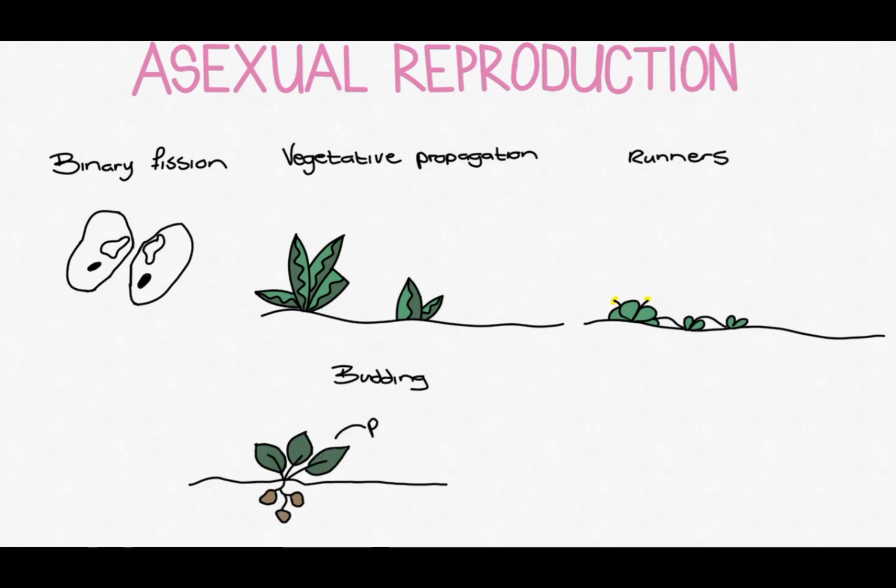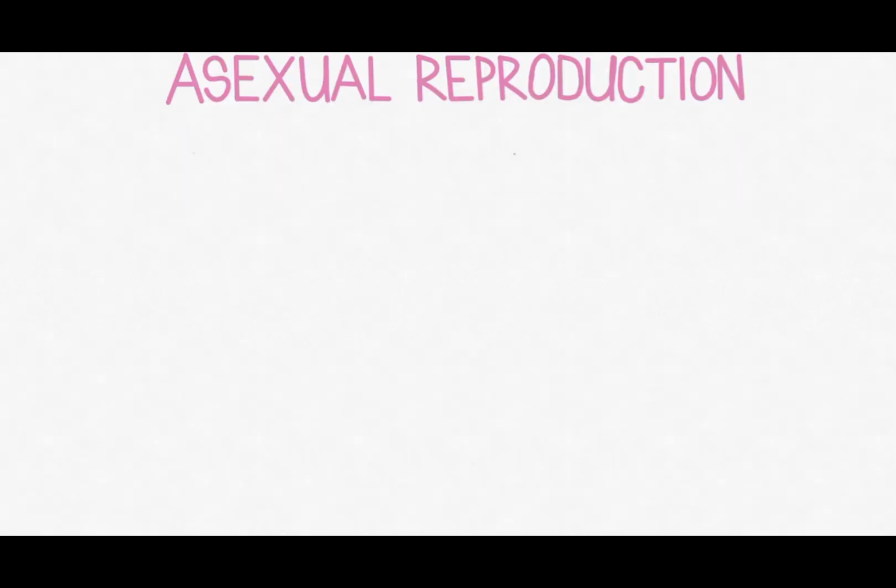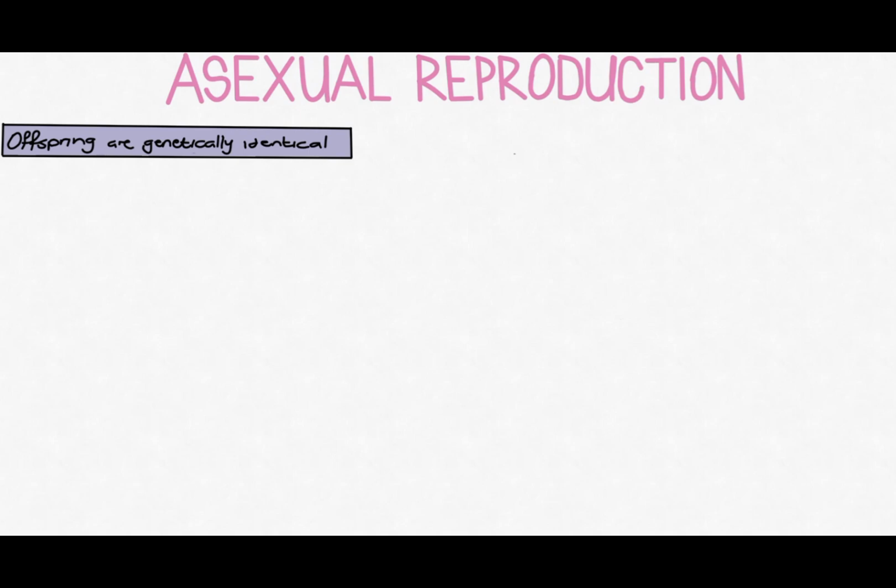Then we have budding. Now, budding can be seen in potato plants. Now, in potato plants, they create these tubers of potatoes, and these tubers will grow new roots and new shoots. And when you plant them, you'll have a genetically identical potato plant that comes up. Okay, so let's have a look at the benefits and the disadvantages of asexual reproduction. Now, firstly, we know that the offspring are genetically identical.